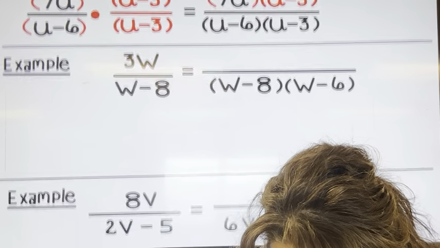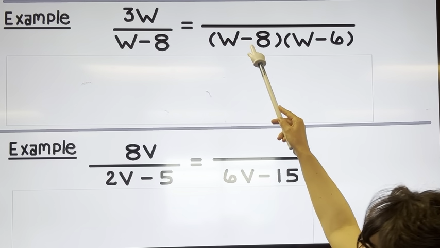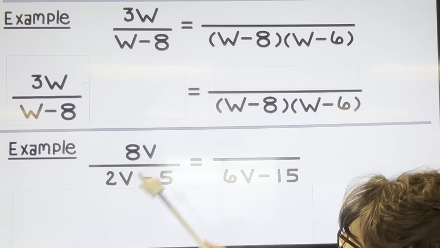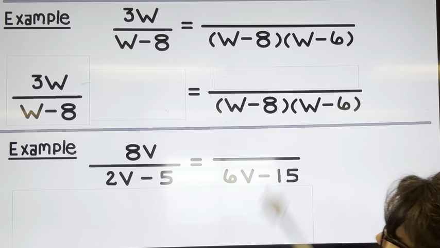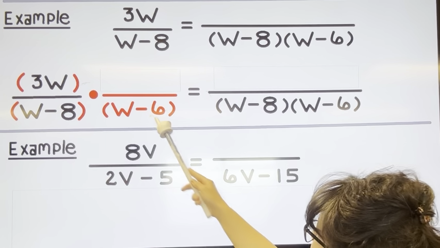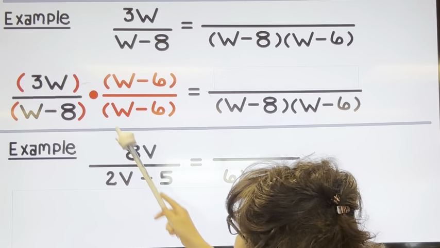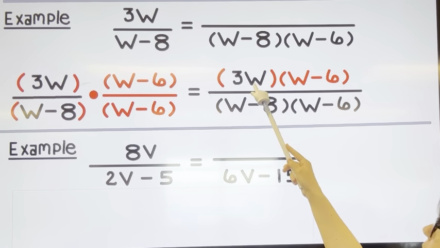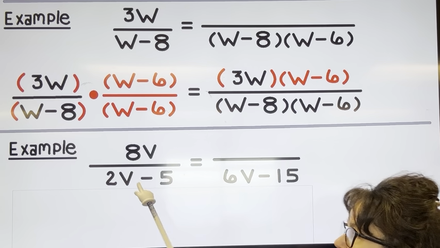Okay, so let's just do a couple more here. This one, I want to force w minus 8 to be w minus 8 times w minus 6. So what that is going to need is that w minus 8, to turn it into this, it needs a w minus 6. So let's multiply by w minus 6, but what I do to the bottom, I do to the top. So let's multiply numerator times numerator. Again, if you'd like to write that as 3w squared minus 18w, you can, or you can leave it like this.